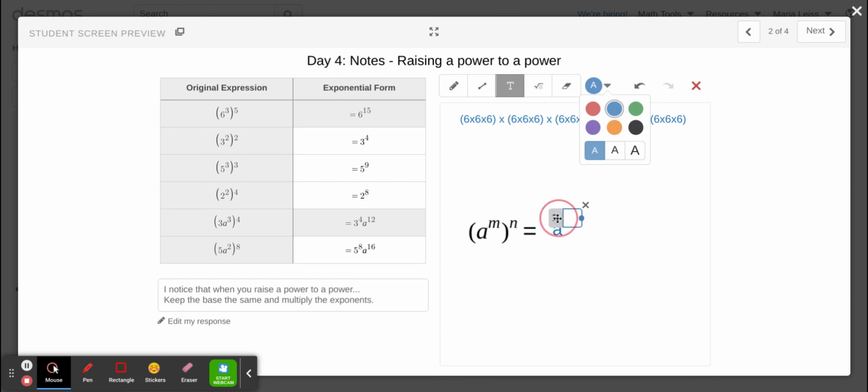So keep the base the same. And what would I do to those exponents? Yep, I'd multiply them. And in algebra, we don't have to put the x for the multiplication symbol. We can just write them right next to each other. So a to the m raised to the n power becomes a to the power of m times n. Not too hard, right? Base same, multiply powers.